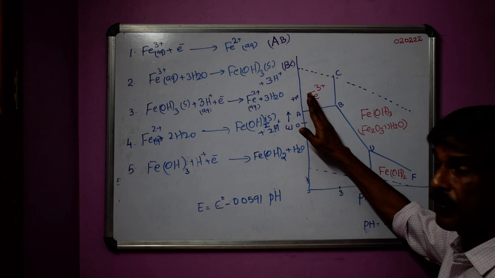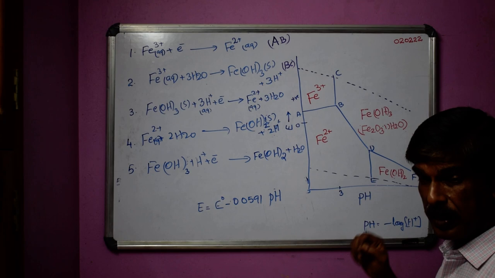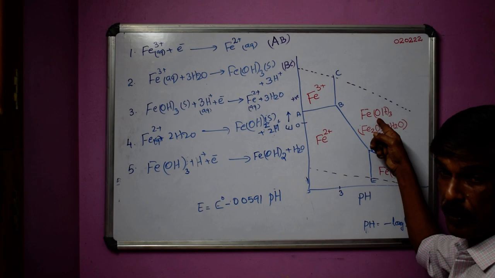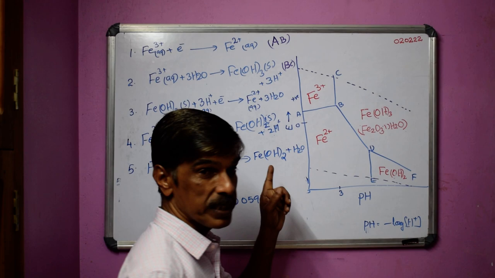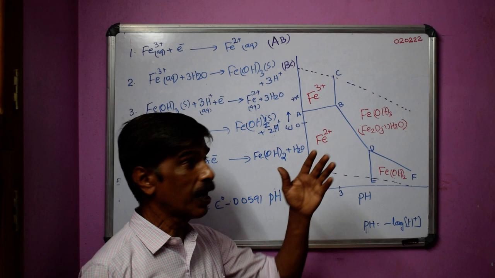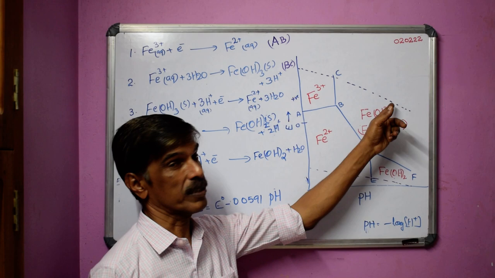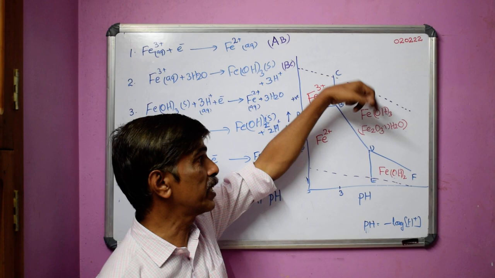What is simple to remember? In alkaline medium, iron 2+ and 3+ form hydroxides, that is, solids. But that is dependent on the potential also. If the conditions are highly oxidizing... This line represents the borderline of water. Above this, water is oxidized into oxygen, and below this, water is reduced into hydrogen.